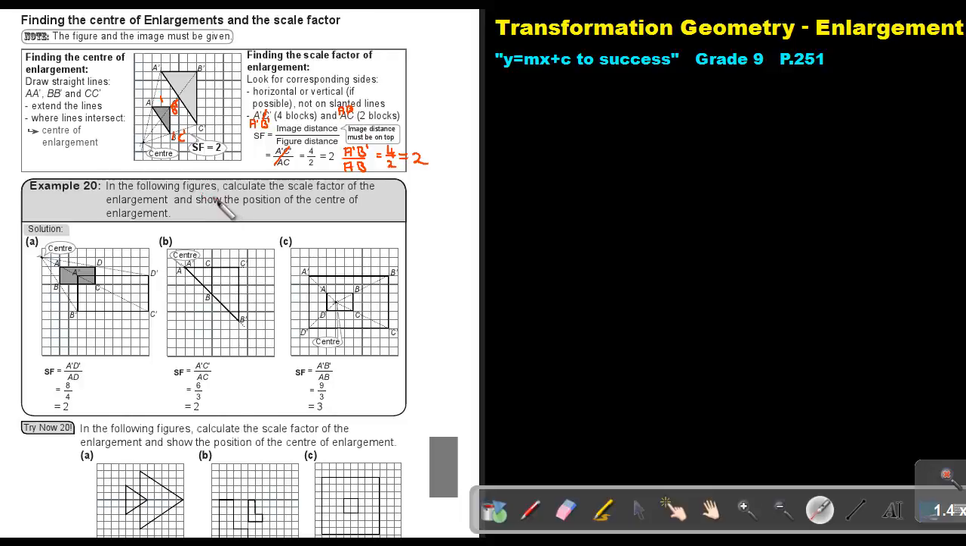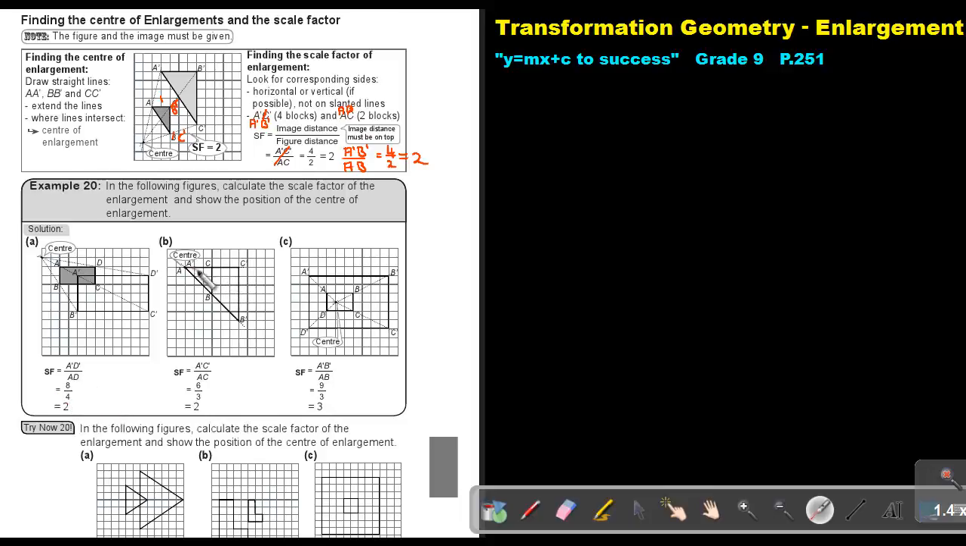In the following figures, calculate the scale factor of the enlargement and show the position of the center of enlargement. So basically, this is my original figure, and this is my image. Can you see? D, D dash, C dash, C, B, and this is my center. For my scale factor, I can take any of these lines: 1, 2, 3, 4, 5, 6, 7, 8, divided by 1, 2, 3, 4, and the answer will be 2.